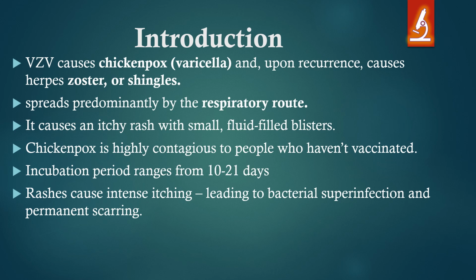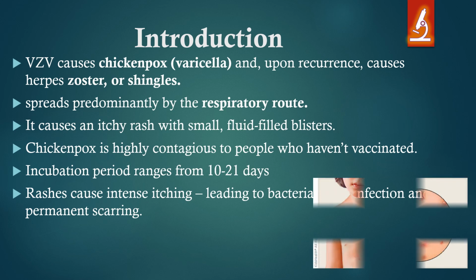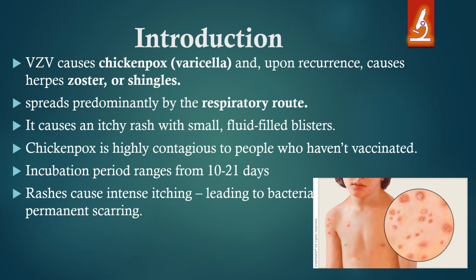Introduction. Varicella zoster virus causes chickenpox and upon recurrence causes herpes zoster or shingles in adults. The varicella zoster virus belongs to the alpha herpes virus family and it shares many characteristics with herpes simplex virus. At first, its ability to establish latent infection of neurons and recurrent disease. Second, the importance of cell-mediated immunity in controlling and preventing serious disease. And finally, the characteristic blister-like lesions filled with fluid that cause itchy rashes.